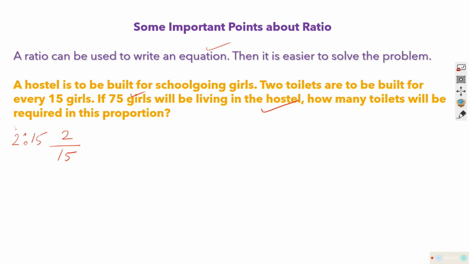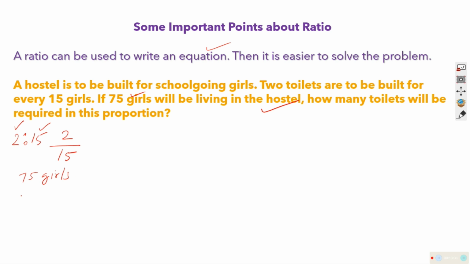2:15. 2 toilets per 15 girls. So this way of writing it in the proportion format or the ratio format will help us to solve the situation. So the proportion is 2:15. The ratio is 2 upon 15. Now we know that there are 75 girls. So how many toilets are required? That's the question. So we can write this in 2 different ways.